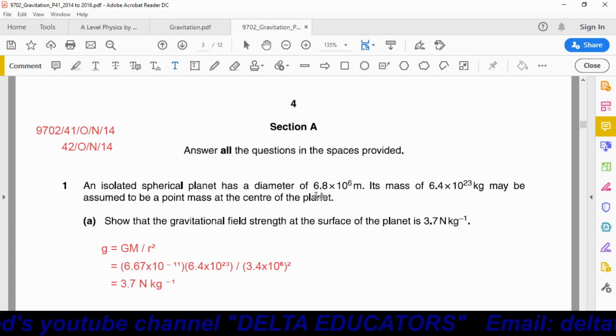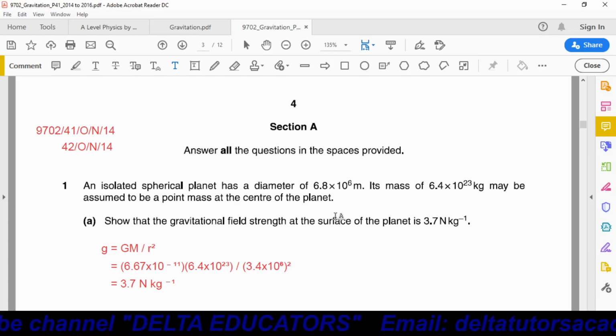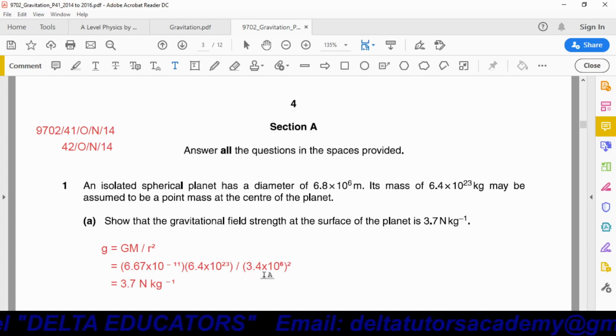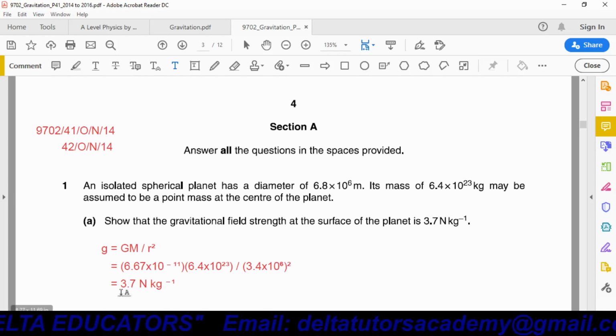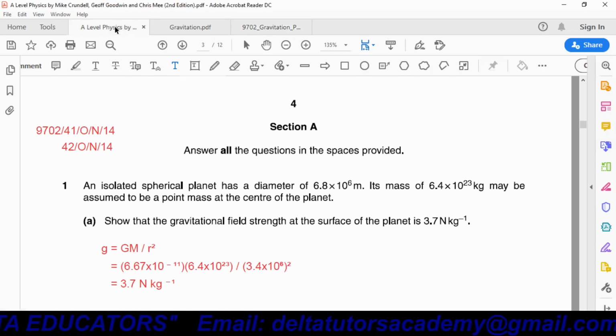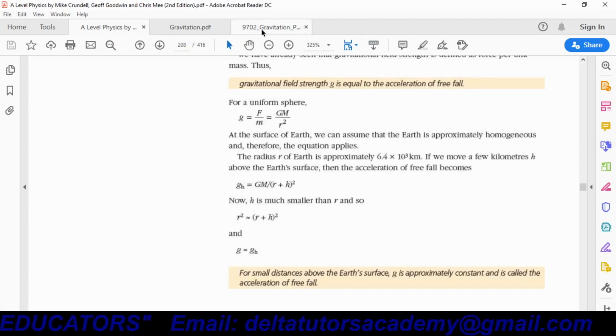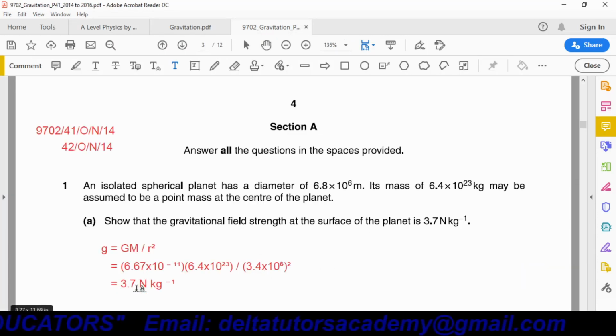Here we have the diameter. From the diameter we have to calculate the radius. Radius is half of the diameter, so we divide this value by 2. When we divide 6.8 × 10^6 by 2, we get 3.4 × 10^6, whole squared, and when we solve this we get the answer 3.7 newton per kg.